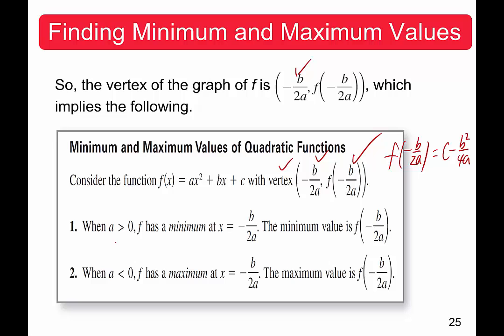So when a is greater than 0, that means it opens upward. Then the vertex is a minimum, which occurs at x equals negative b over 2a. The minimum value is f of negative b over 2a. When a is less than 0, that means it opens downward and has a maximum at x equals negative b over 2a. The maximum value is f of negative b over 2a. So that's how we find the minimum or maximum, just using a, b, and c.